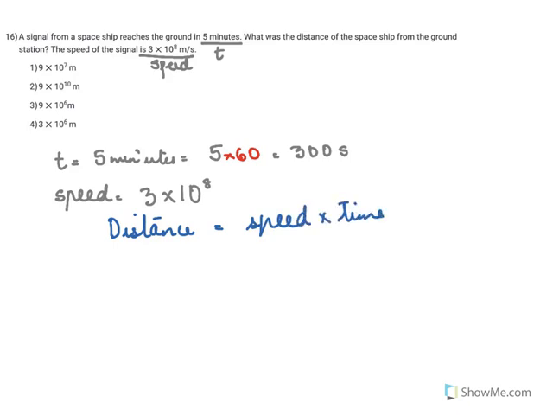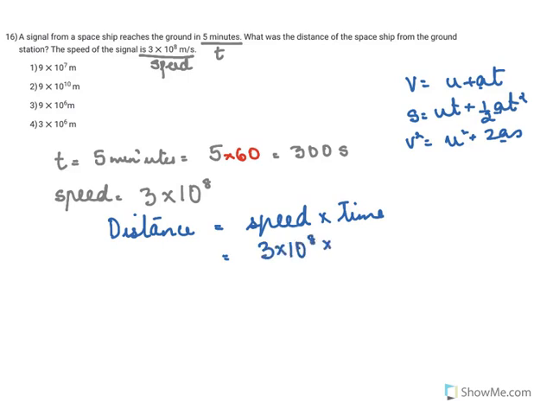We can use this formula when there is no acceleration. If there is acceleration, we got to use your equations of motion, which is v equal to u plus at, s equal to ut plus half at square, and v square equal to u square plus 2as. If there is no acceleration, we do distance equal to speed into time. So the distance we need to find, the speed is 3 into 10 raised to the power of 8 and time is 300. And when you work this out, you get 9 into 10 raised to the power of 10 meter. So I think this is the answer here.